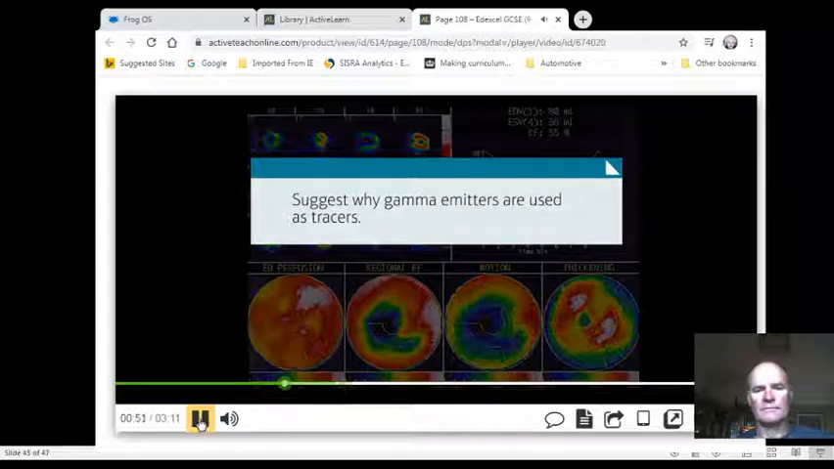Suggest why gamma emitters are used as tracers. Okay, something we've touched on before, something you need to be able to justify. Why do we use gamma emitters as tracers? From inside the body, gamma is the only one that can actually get out of the body reliably.